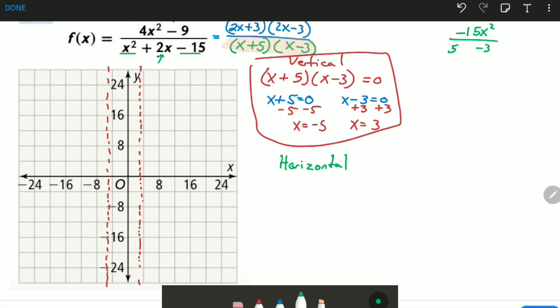Horizontal asymptotes, we're going to look at the original equation since this is the distributed out one and compare the degree of the top and bottom. Here, you can see that the degree is the same for the top and bottom. Therefore, the horizontal asymptote will be a ratio of the leading coefficients, which in this case is 4 for the top leading coefficient and 1 from the bottom leading coefficient. In other words, the horizontal asymptote is y equals 4. So horizontal asymptote at the y value of 4.